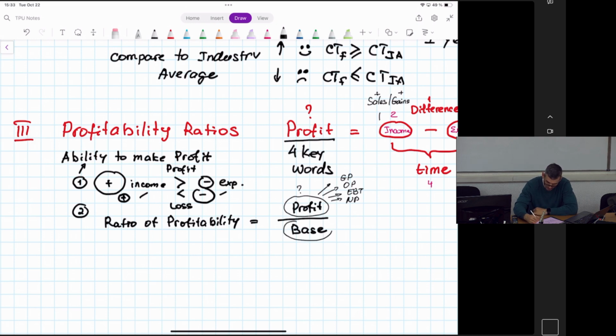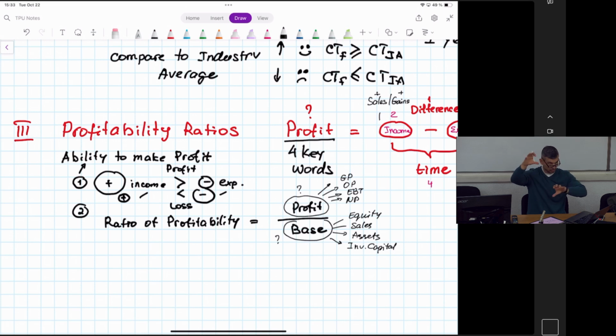When we talk about a base, it can be almost anything. It can be equity. It can be sales. It can be assets. It can be invested capital. Okay? So, depending what we use here and here, we get different kinds of profitability ratios. Okay? Коэффициенты рентабельности.